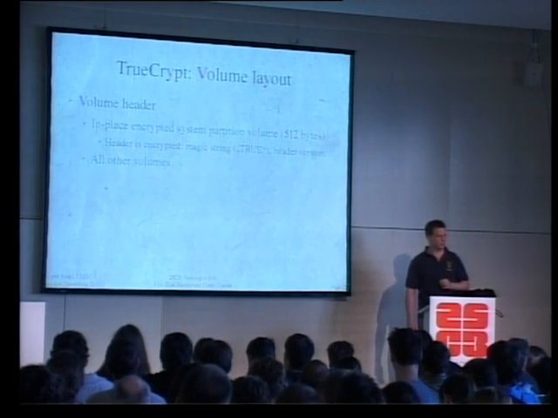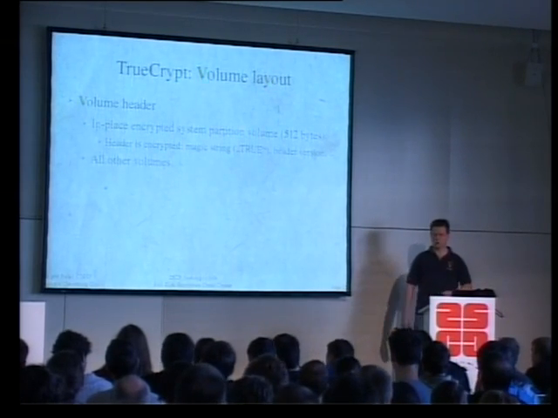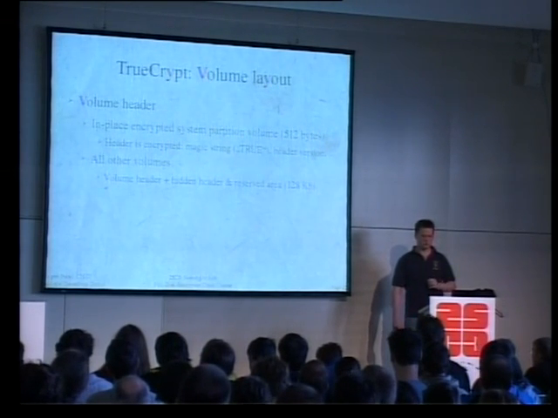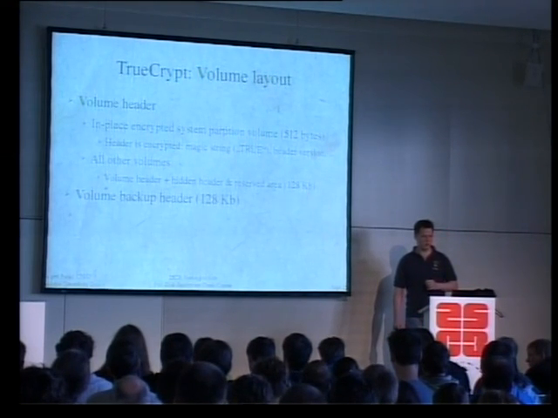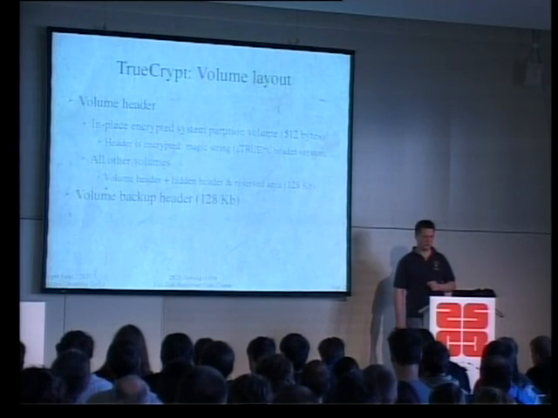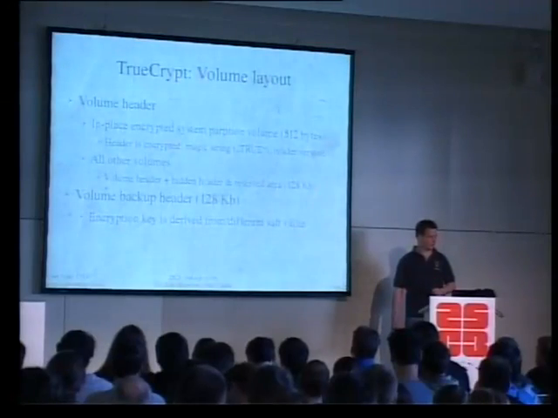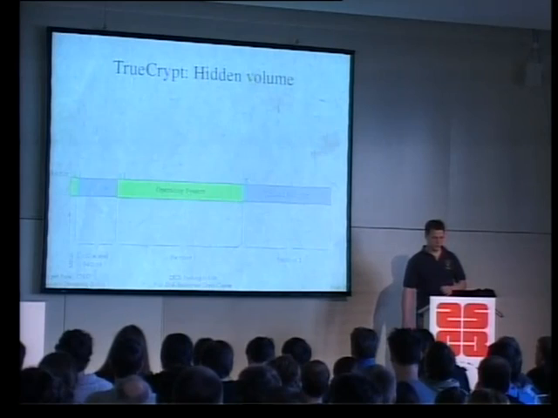For TrueCrypt, you can also use file-based volumes. These are files that are then opened and made to look like a disk. And these have additional headers. And they're significantly bigger because they implement other stuff. There's a backup header, which is also not present when you encrypt the disk with TrueCrypt. The interesting part here is that the encryption key for this backup header is derived from a different salt. So if there's something wrong with the front end, the first sector, then you can always go back to the backup header and use it. Again, omitted for in-place encryption.